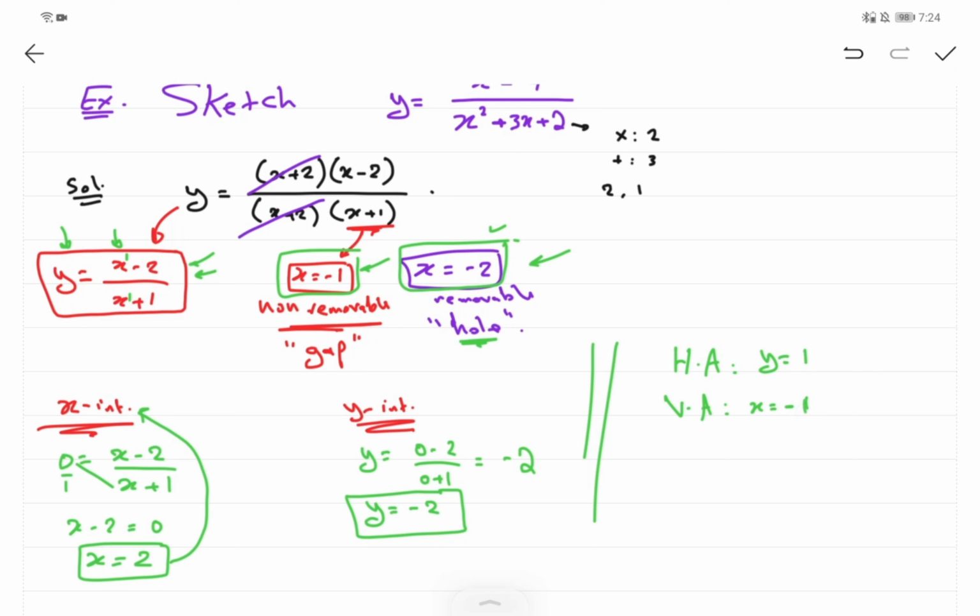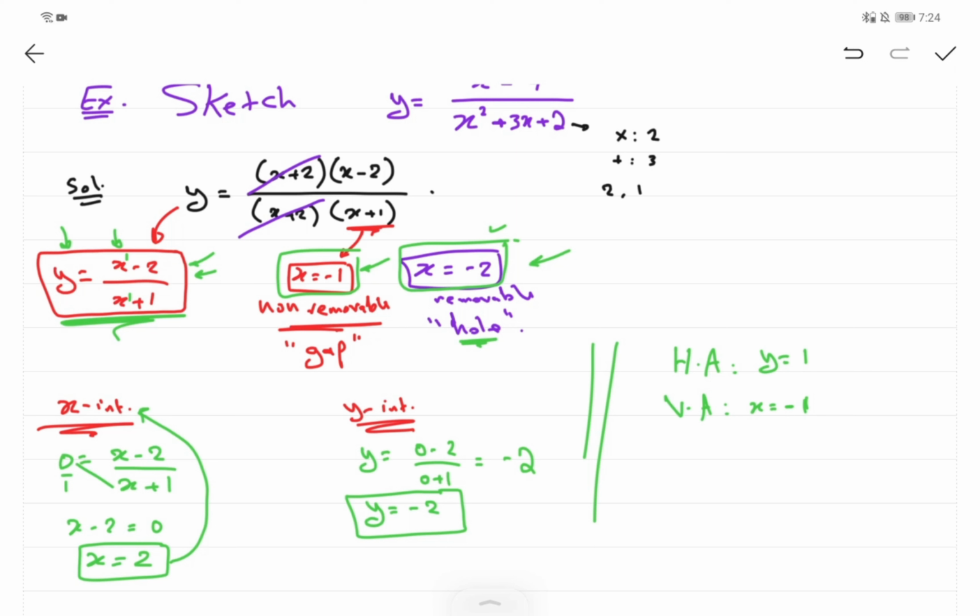But guys, keep in mind, it doesn't mean the vertical asymptote will always be 1. The number of vertical asymptotes is not always 1. We're going to have 2 vertical asymptotes, which we're going to talk about in the next video. Now, going back to this function, y equals x minus 2 over x plus 1, we just found the horizontal asymptote and the vertical asymptote.